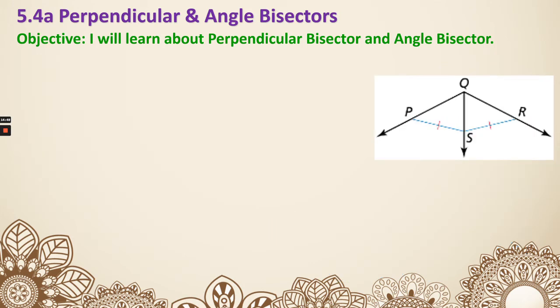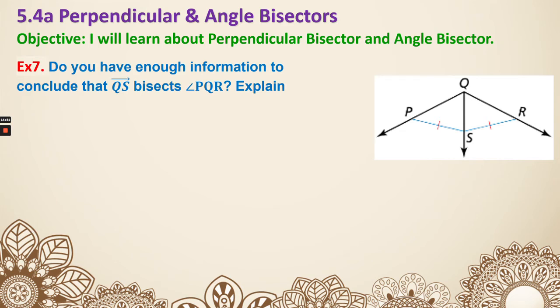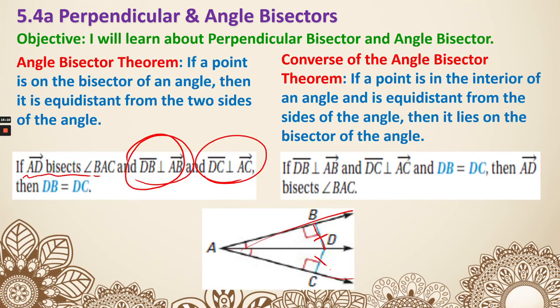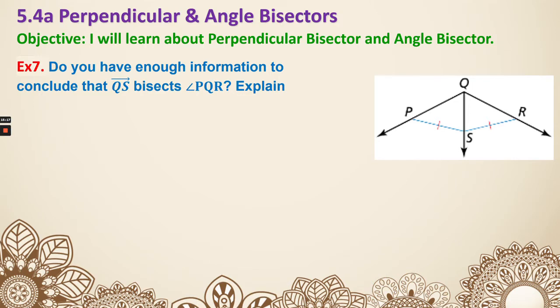Next, number 7. Based on that, do you have enough information to conclude that QS bisects angle PQR? Just by looking at it, it seems that is the case. But if you think carefully, I emphasized that if we actually want to use the angle bisector, you have to make sure we mention that they are perpendicular to each other. Now you might be wondering, well, just by looking at the graph, it seems to work. But here's a problem. I will give you an extreme example to show why it may not work.